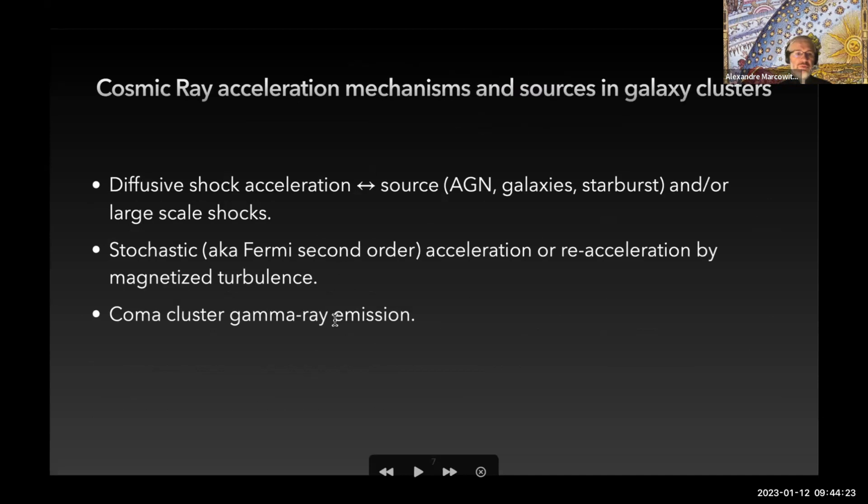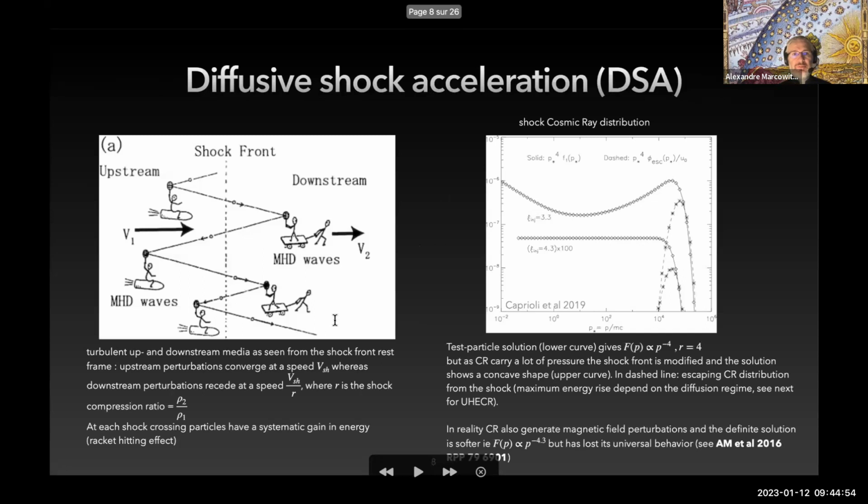The mechanisms of acceleration of cosmic rays in clusters are basically twofold, but there are some others. I have no time to discuss them, but basically you have diffusive shock acceleration, which can be linked with sources like AGN, starburst and normal galaxies, as well as large-scale shocks. And then you can have stochastic or second-order Fermi acceleration, or reacceleration by magnetized turbulence. So let's start first with diffusive shock acceleration.